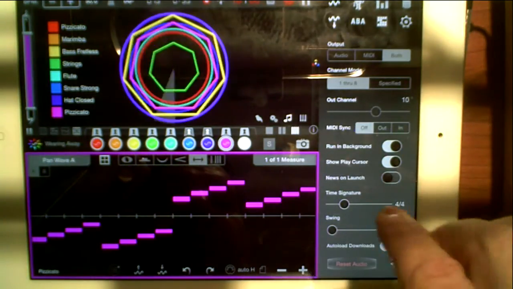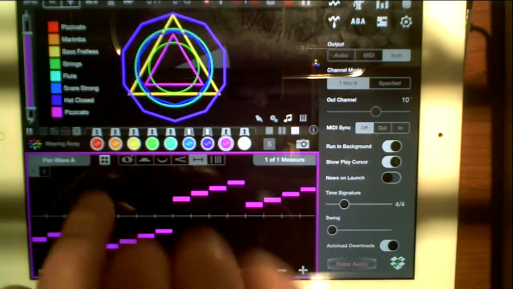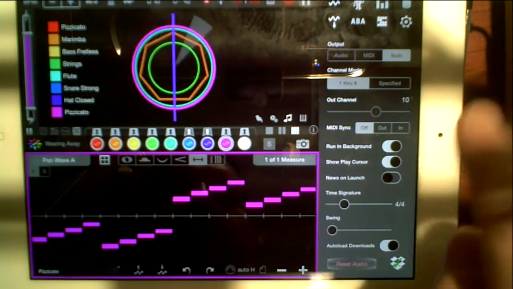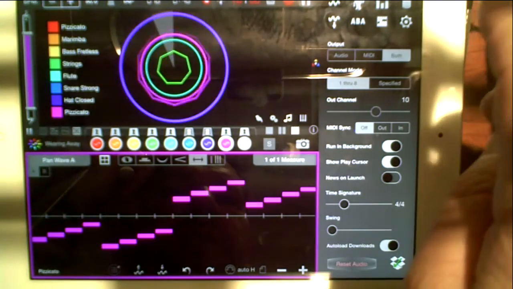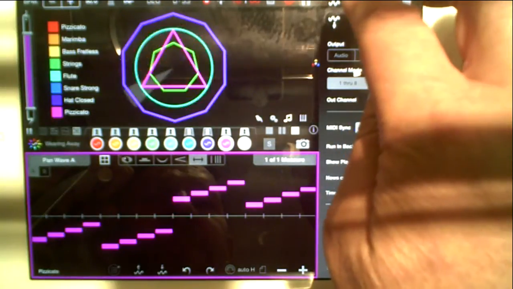Here's also where you control your time signature and your swing. The swing isn't in effect when you're in grid mode, but in non-grid mode, you'll hear the swing take effect. I think that pretty much wraps it up.